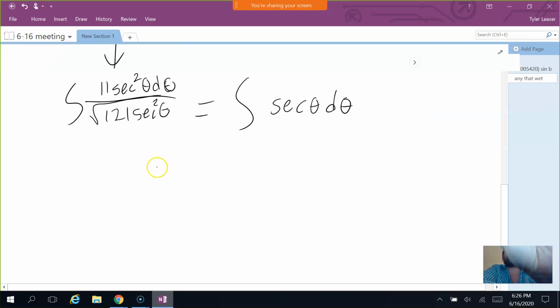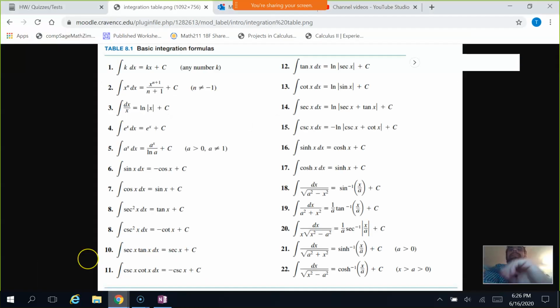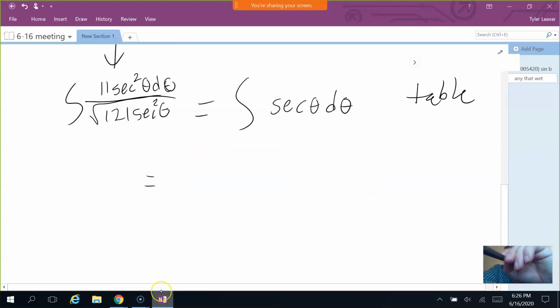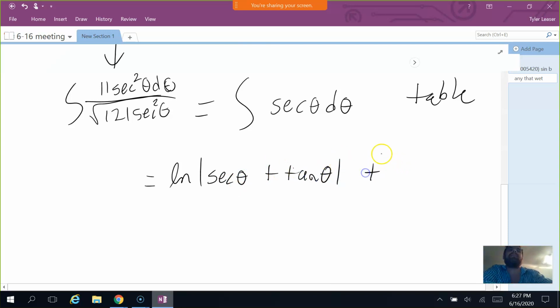This is not something that you can find by hand. This is still something that we're going to need the table for. So let me pull back up the table. Secant theta is here at number 14. So the integral of secant is natural log of the absolute value of secant plus tangent. So the natural log of the absolute value of secant theta plus tangent theta plus c. We're not going to need the plus c though, because we have limits that we're plugging in.